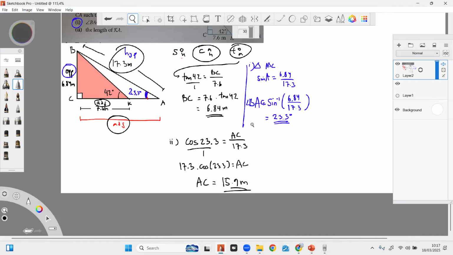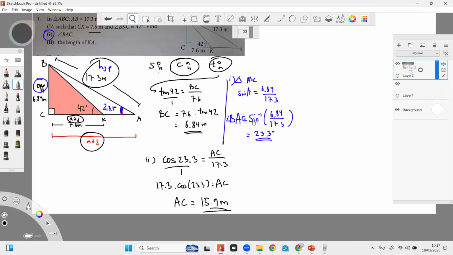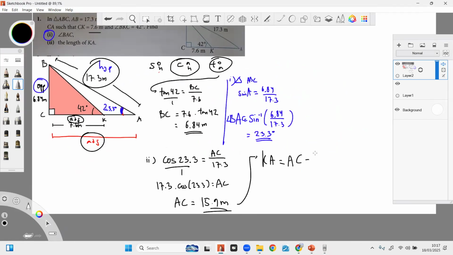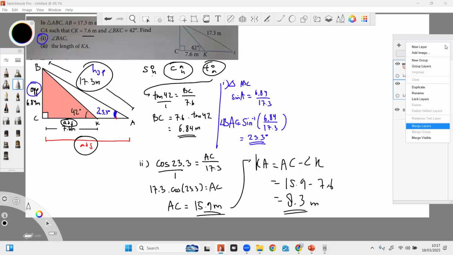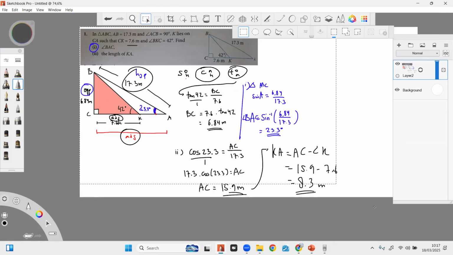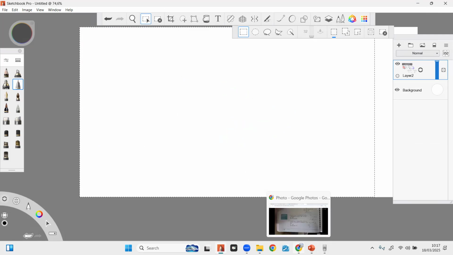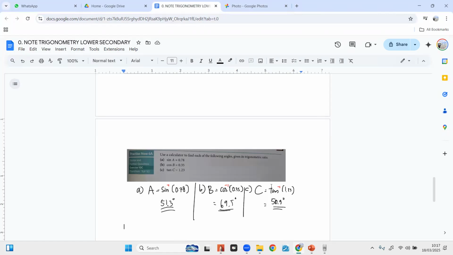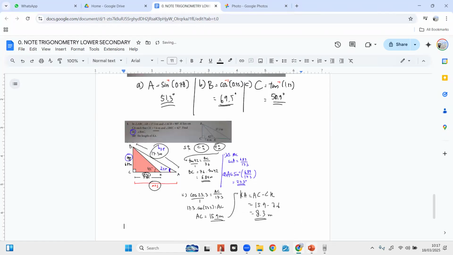No. You are finding KA, so do the step. KA equals AC subtract CK, which is 15.9 subtract 7.6, 8.3 meter. So you need a sufficient understanding of doing this question. So much, yes, but everything is only sine, cos, tan, inversing, and so on. Then find the subtraction. Use simple mathematical logic.